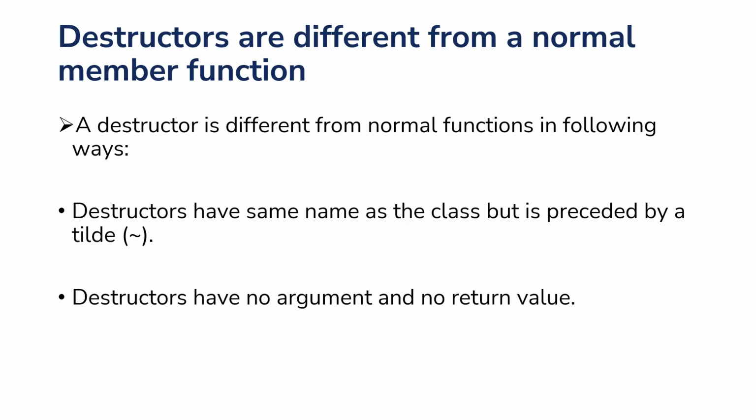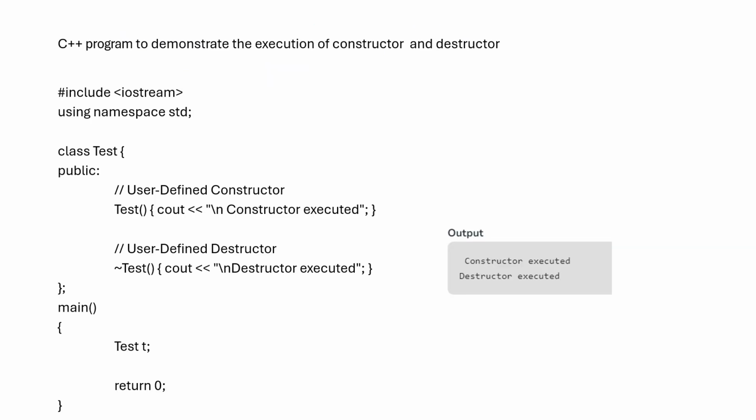Next, destructors are different from normal member functions. Why is it so? A destructor has the same name as the class but is preceded by the tilde operator, and has no arguments and no return values, but normal member functions will not be like this.